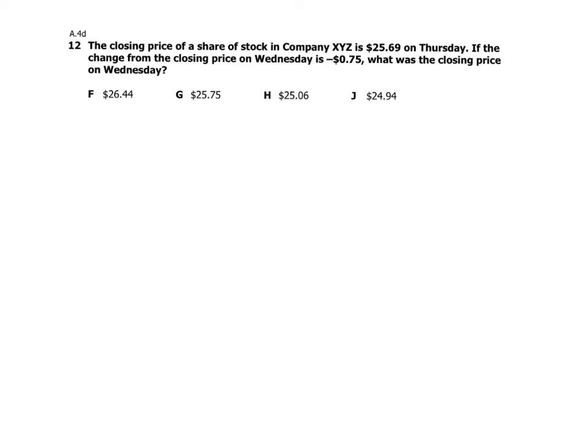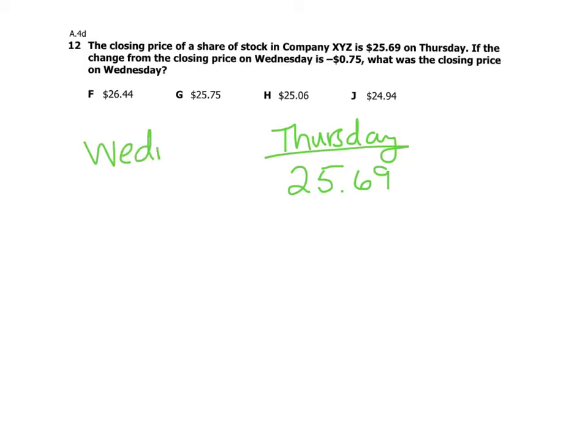Okay, this problem, our issue with this problem is wording. So again, let's read it together, and you'll probably remember this from when you did this test yourself. The closing price of a share of stock in company XYZ is $25.69 on Thursday. If the change from the closing price on Wednesday is down 75 cents, then what was the closing price on Wednesday?